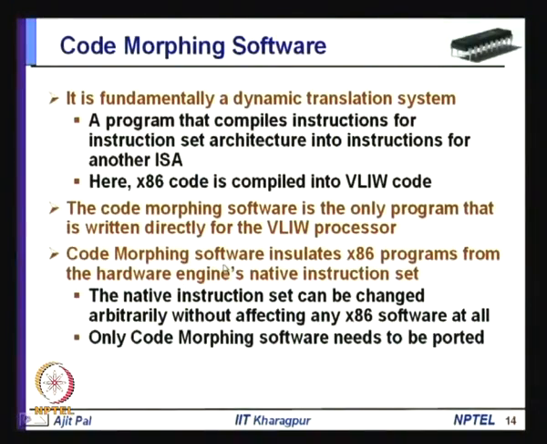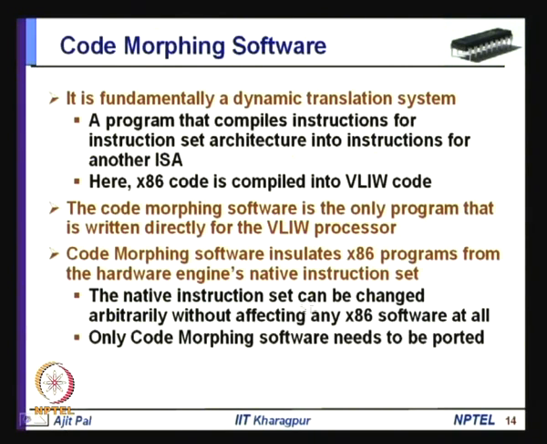But in this particular case, that problem is overcome by the code morphing software, because the programmer or user is not bothered to write programs for the VLIW processor. They are writing their programs for their traditional Intel processors, and the code morphing software is doing the necessary job of translation. And so, that is the reason why earlier VLIW processors were not that popular.